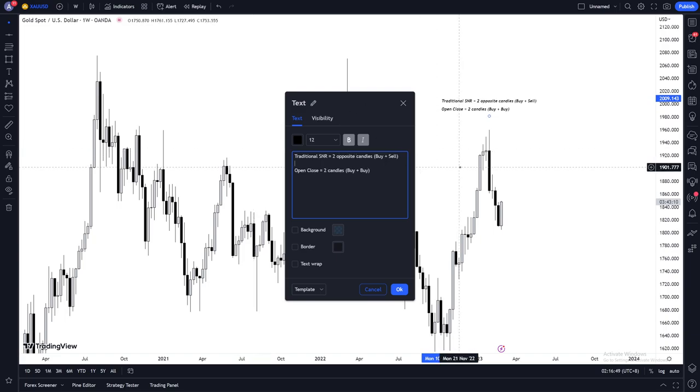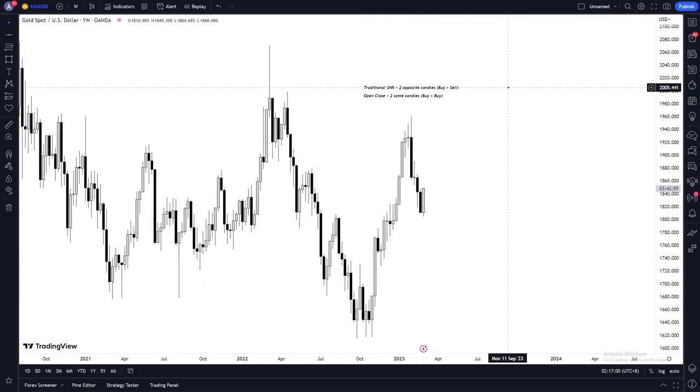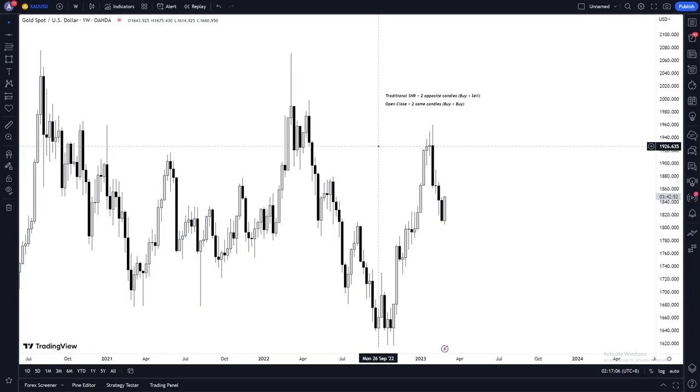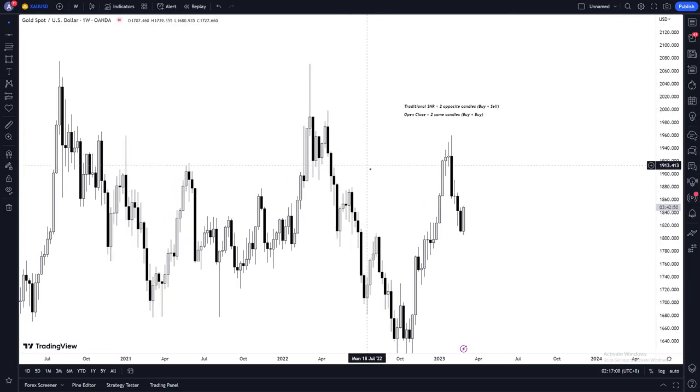So with traditional SNR, we have two opposite candles. Buy is opposite to sell, which is opposite to buy. With open close, we have the exact same candles: buy, buy, or sell, sell. Now I've given you the theory. Open close is the two same candles. Now how do we actually mark this up on the charts? Very, very easy. This is the easiest thing ever.